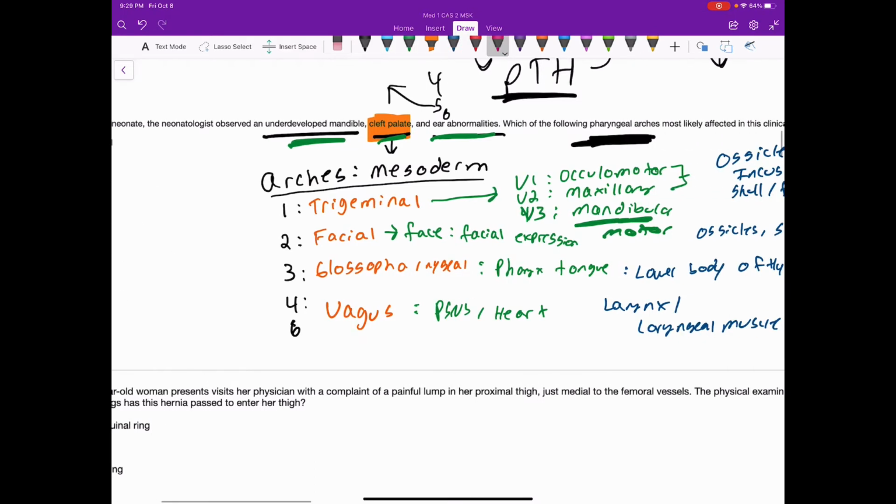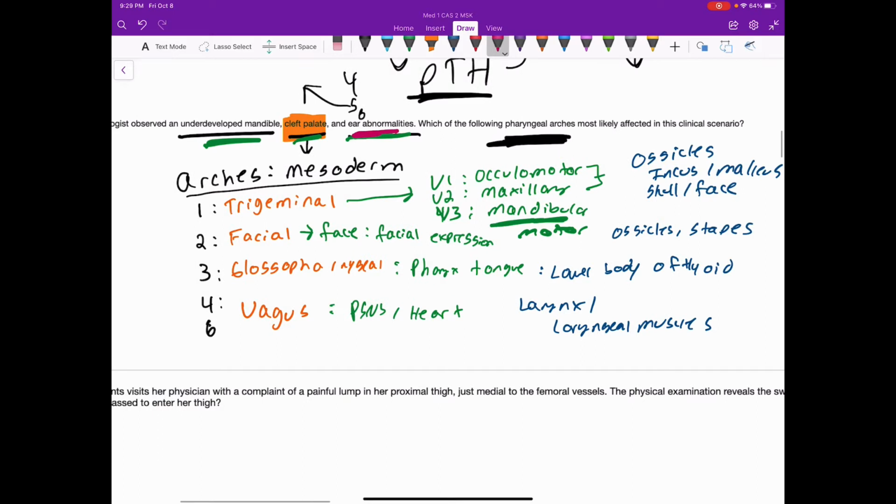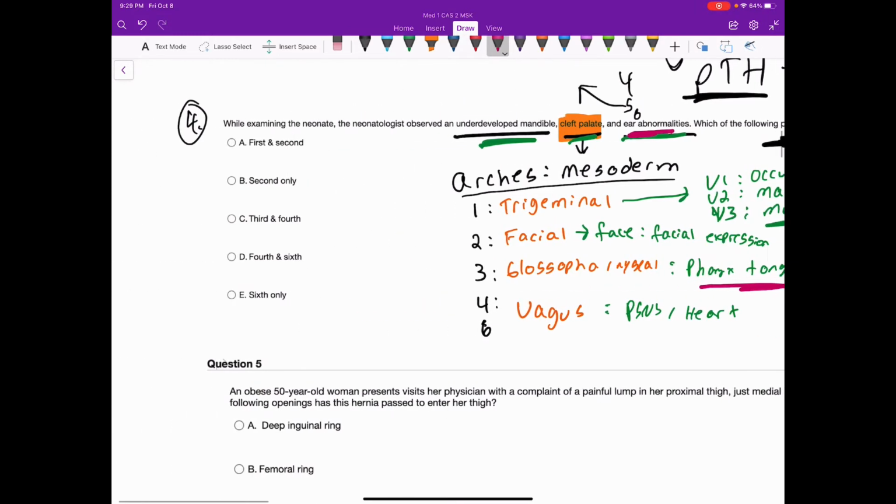Well, it's talking about a mandible, a cleft palate, and ear abnormalities, right? So larynx or laryngeal muscles wouldn't be in there. And then pharynx or tongue with the lower body of the hyoid is not going to be there. I mean, if you think cleft palate and tongue or mandible go together, that's one possibility, but not really. So you could cross these out. So 3, 4, and 6 could be crossed out. So 6, gone. 4th and 6th, gone.